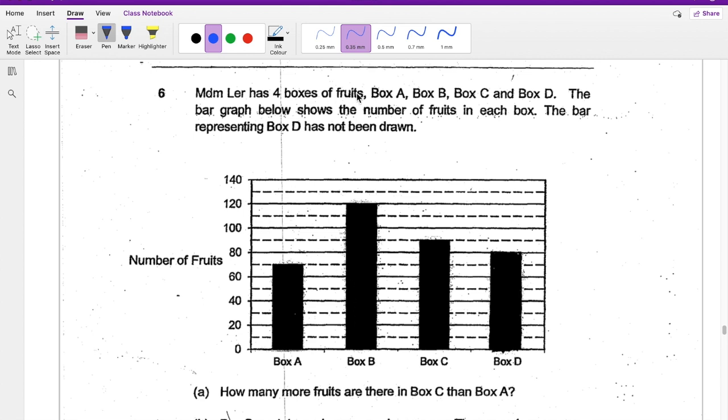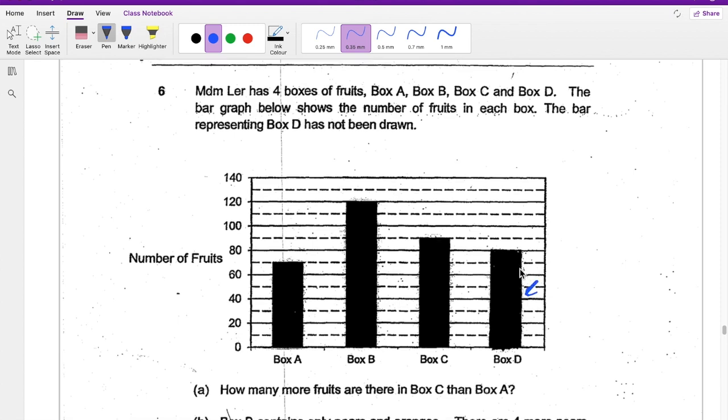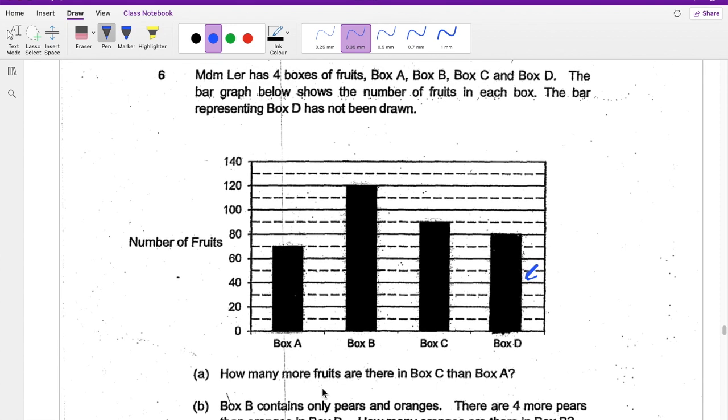Madame Le has 4 boxes of fruits, Box A, B, C, and D. The bar graph shows the number of fruits in each box. The bar representing box D has not been drawn. Okay, well, this one is drawn here. Well, this is the answer. How many more fruits are there in box C than box A?